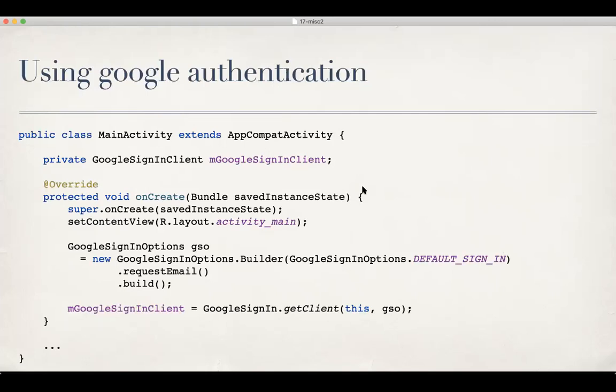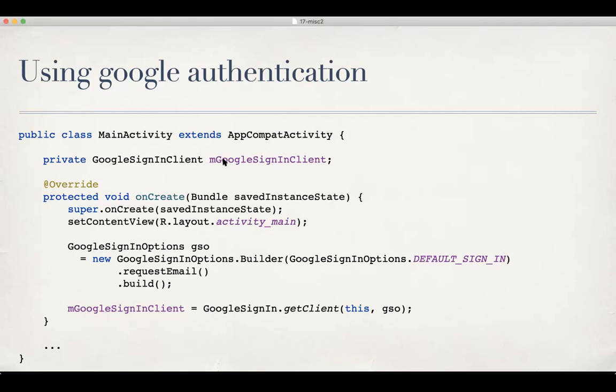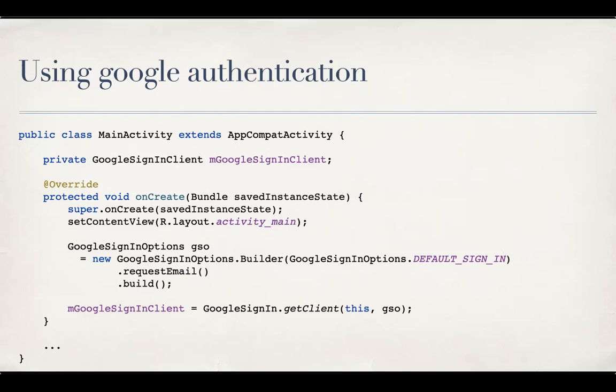So now getting into the hardcore code, how to actually use it. In your main activity, we are going to create a Google sign-in client variable, and will also create a Google sign-in options variable. So Google sign-in options is the one that gives us the ability to sign in, of course, and you can add different options to it, as the name suggests.